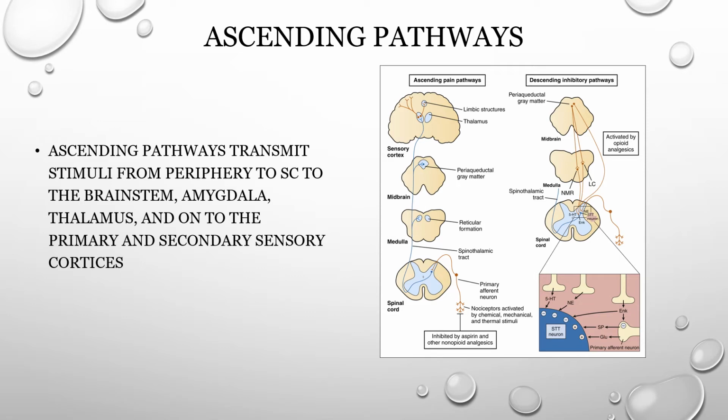The ascending pathways transmit nociceptive stimuli from the periphery to the spinal cord, to the brainstem, the amygdala, the thalamus, and on to the primary and secondary sensory cortices.